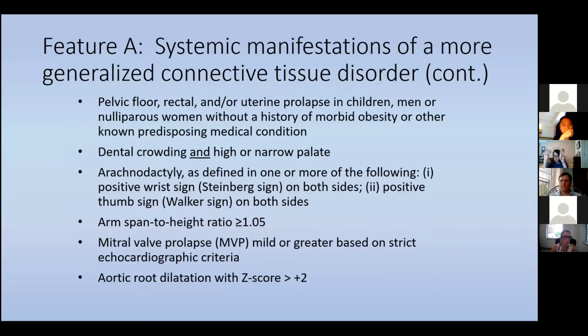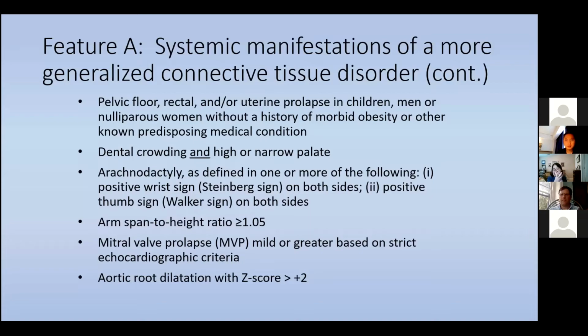Those are, we put the thumb across the palms and close our fingers over it. If the thumb sticks out the full distal phalanx, that's a positive thumb sign. And the wrist sign is positive if the little finger and the thumb overlap by the full distance of the nail on the little finger. An arm span to height ratio more than 1.05, mitral valve prolapse, or an aortic root dilatation with a Z-score of +2.